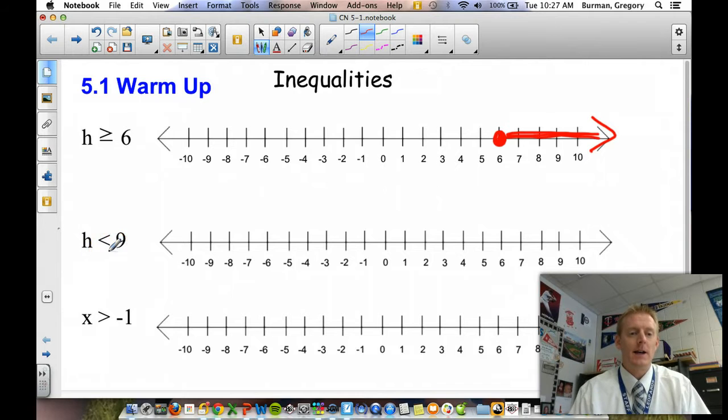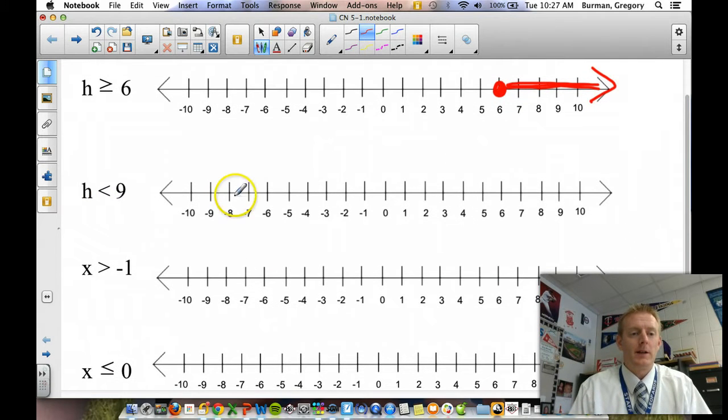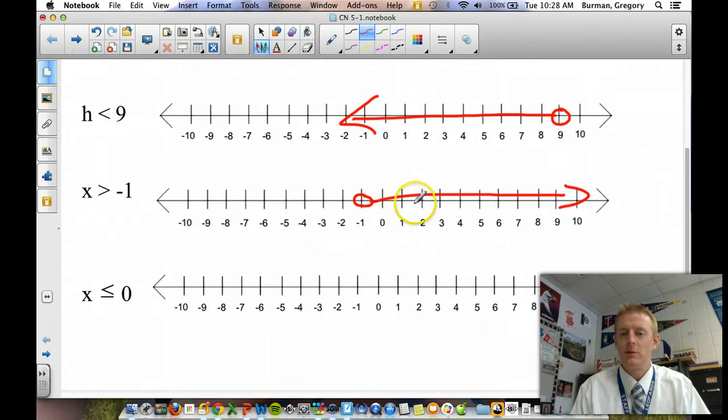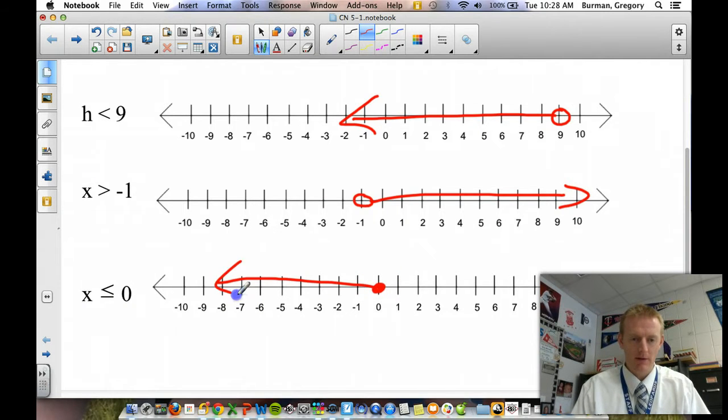Okay? On the next question, because it is not an or equal to, we are going to have an open circle at 9. Remember, or equal to has a closed circle. If it's just a greater than or less than, we have an open circle. And this says h is less than 9, so we shade everything to the left. x is greater than -1. We're going to have an open circle at -1, and we shade everything that is greater. Remember, greater is to the right. And x is less than or equal to 0, a closed circle, and shade everything to the left.